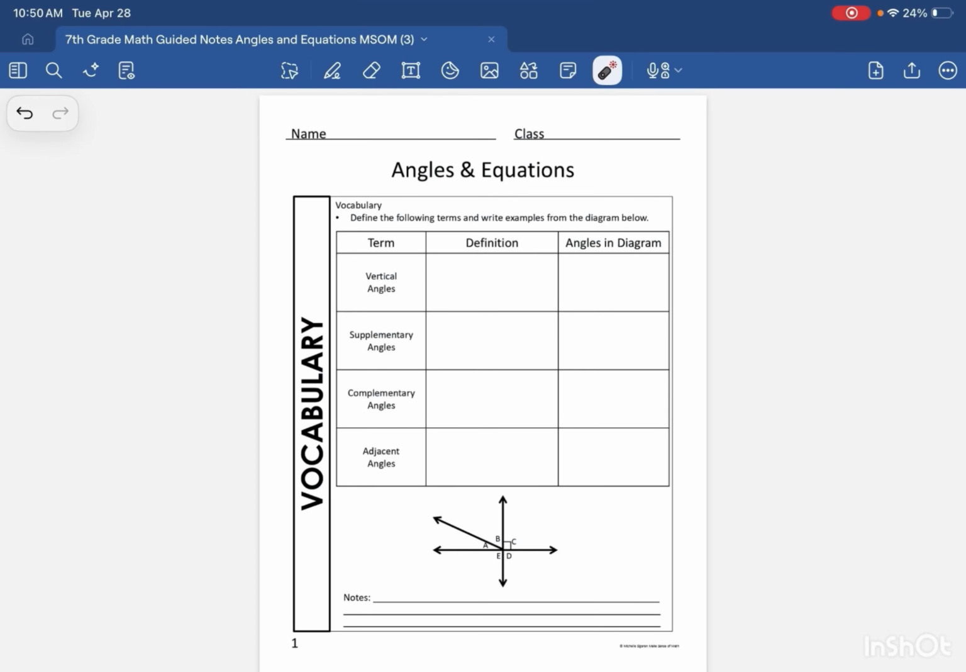Everyone! Today we're going to be talking about angles and equations. Let's start off by defining some angles and then identifying them here in this diagram.